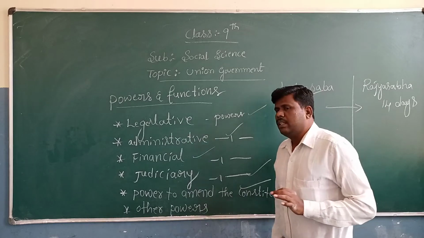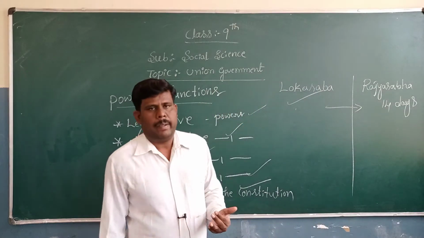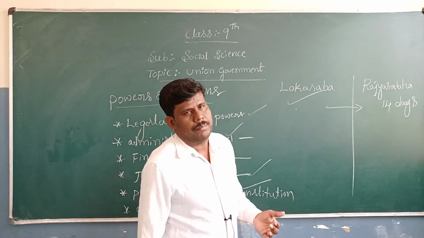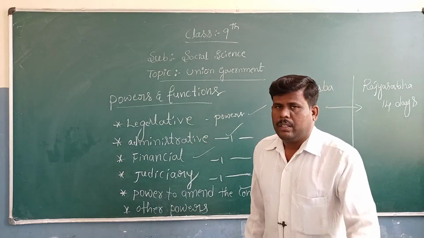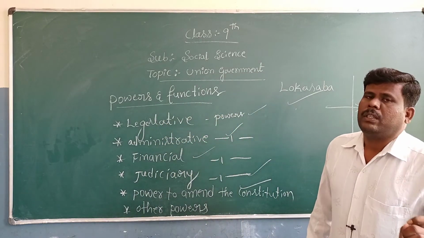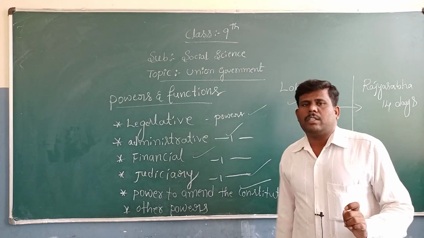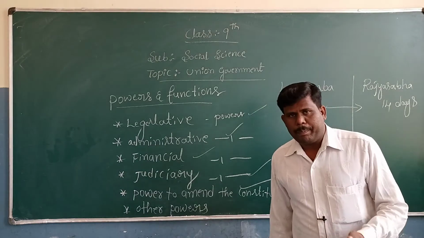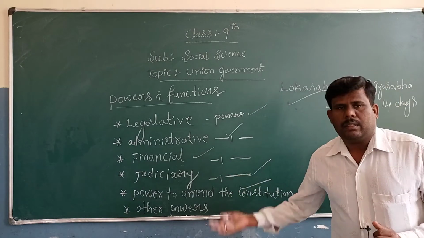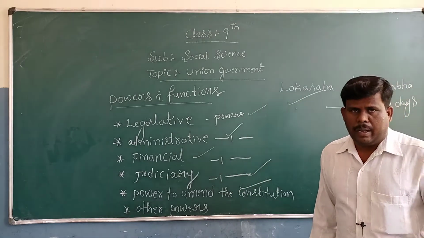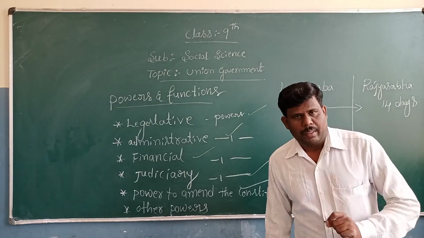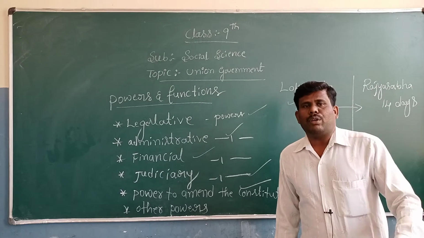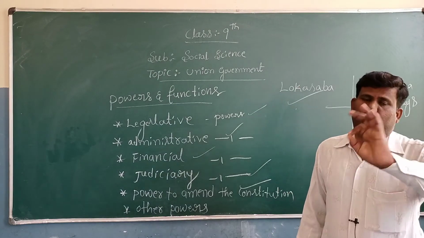Then the last one, other powers. See, there are some other powers of the Parliament. What are they? Yes, I already told you, judges are dismissed if they go against the constitution through an impeachment, where the impeachment matter is discussed in the Parliament, that is one power, and another one is creation of high courts.